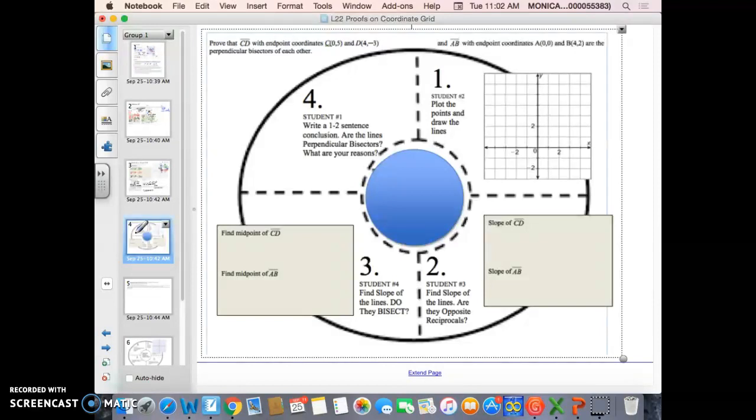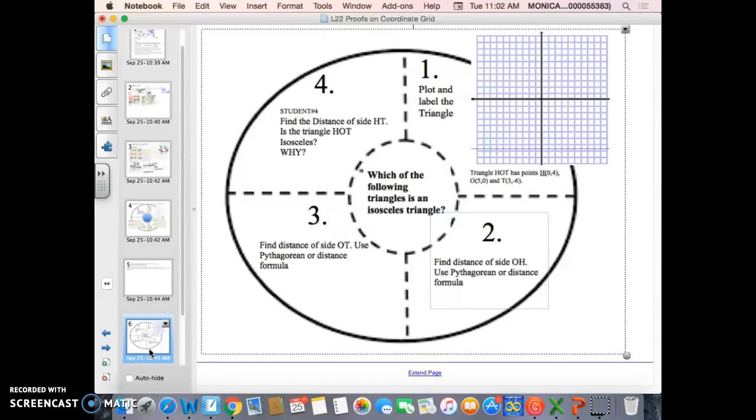So you always start with number 1 right here, and you're going to work through and do exactly what it says. So the coordinate points that you're going to be plotting are here, C, D, and A, B. Okay? Draw your lines. Then you're going to calculate the slope here. Move on to step 2. Then you're going to find the midpoint. And then 4, you're going to write a 1 to 2 sentence conclusion. Are they perpendicular bisectors? And how do you know? All right. When you're done with that, you're going to move on to the next wheel.